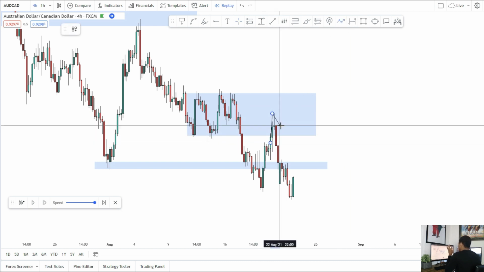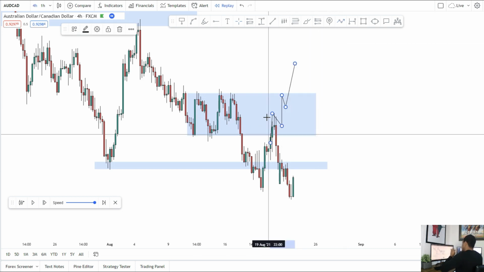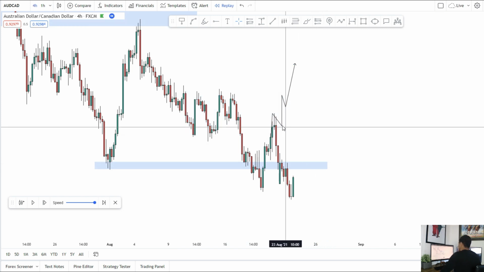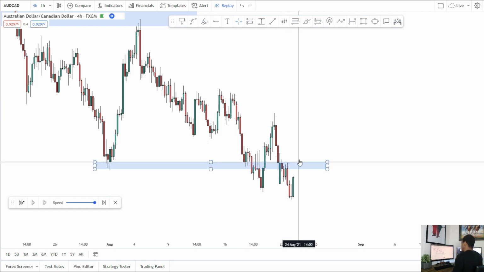If price is just storming through this, then we just leave that alone and the pattern is invalid. But if we start rejecting that, we look for our sells from those areas. So that's essentially the pattern playing out, guys. Remember, multi-time frame analysis does really help to maximize the risk to reward for this one.